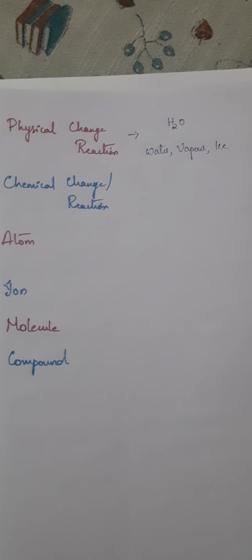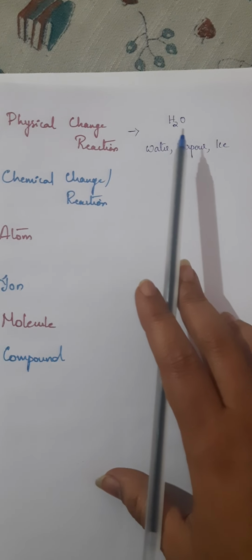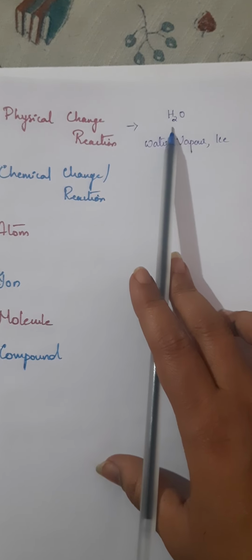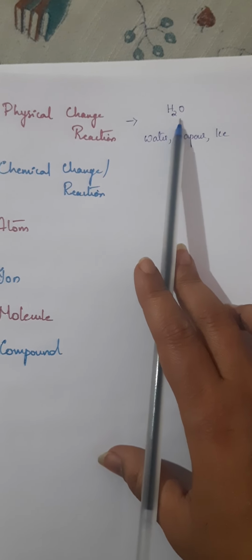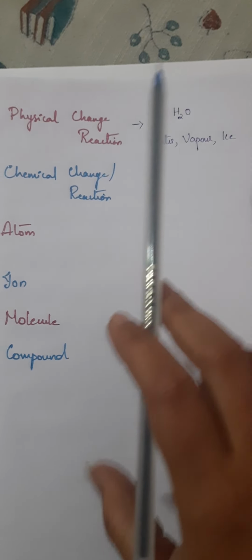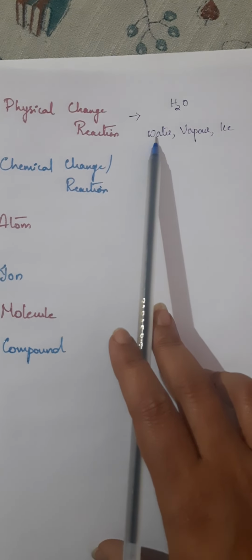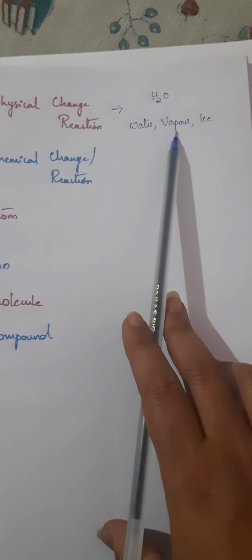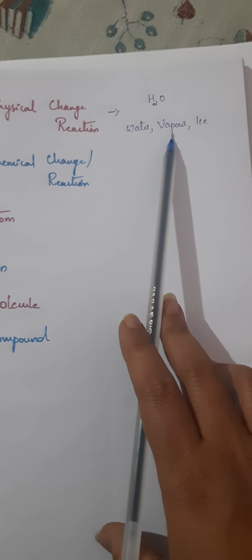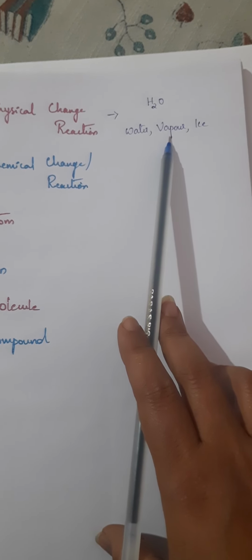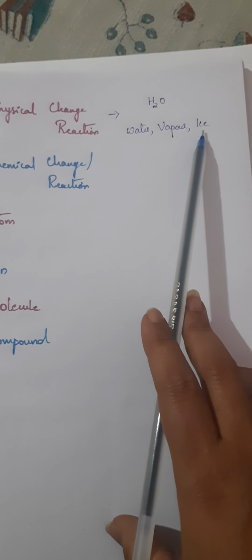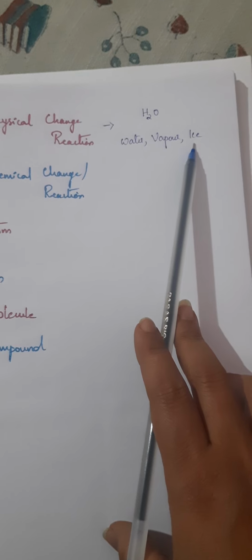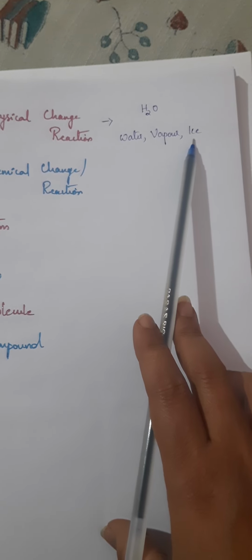Let us see a basic example of a physical change. Let us take water. Water is represented as H2O. The chemical formula of water is H2O. So water at room temperature, we call it water. It is in liquid state. When it is heated, it will change into a vapor, which we call water vapor, and that is a gaseous state. And then when it is frozen, it will turn into a solid state, and we call it ice.